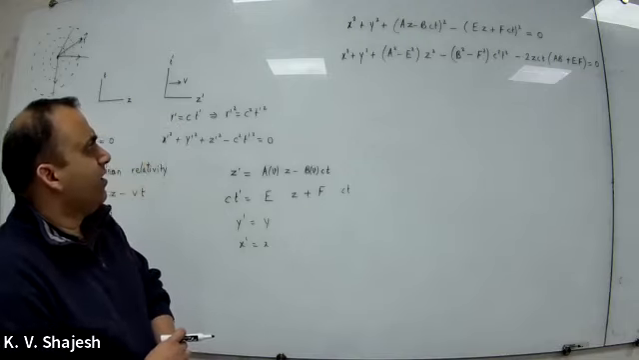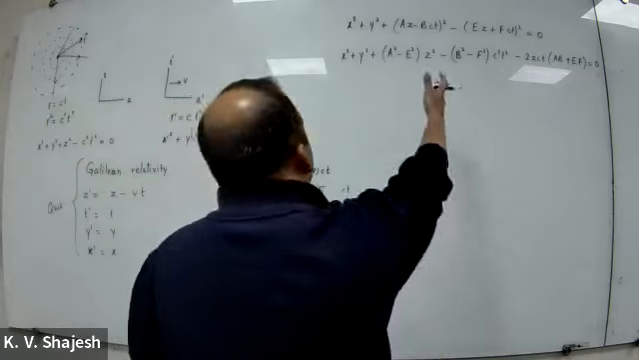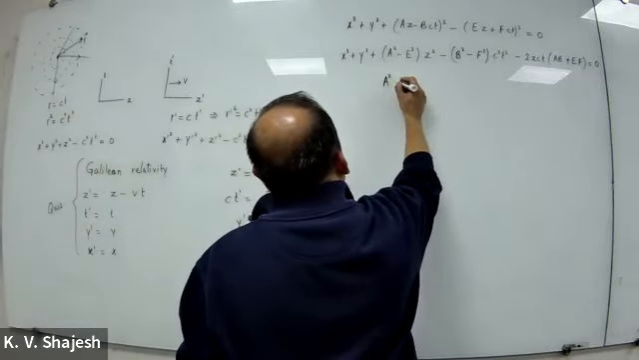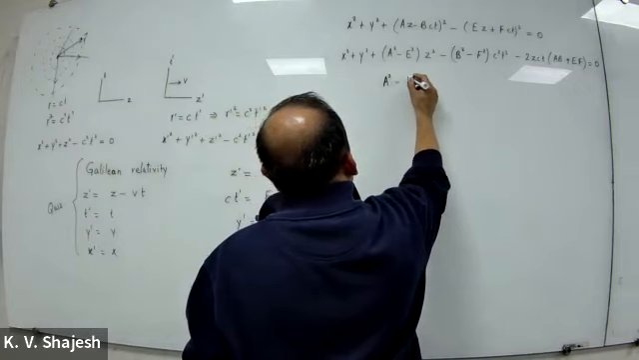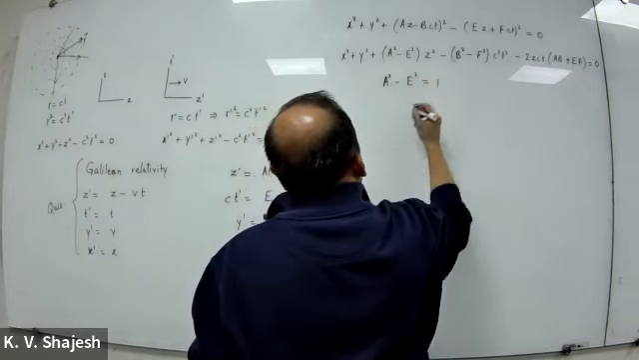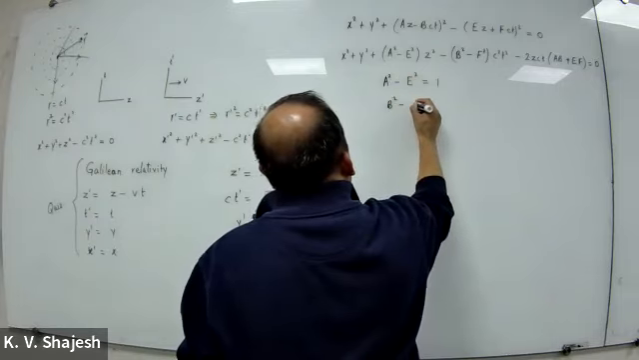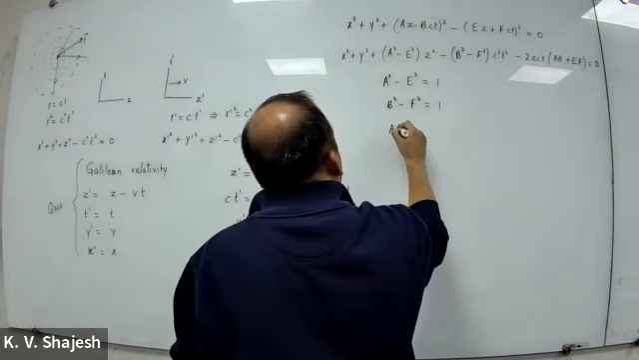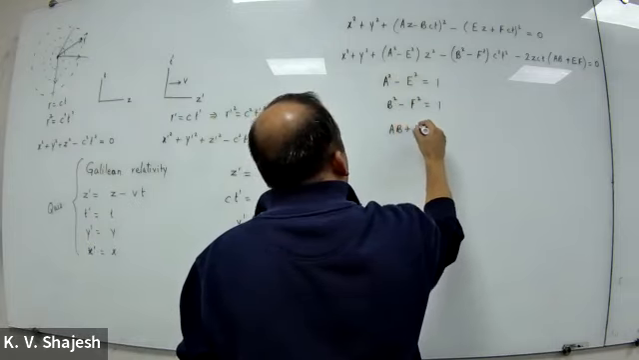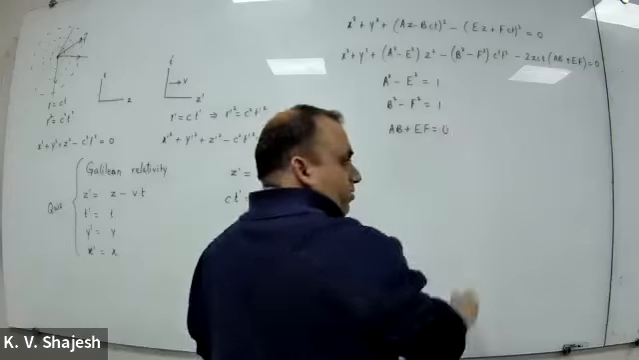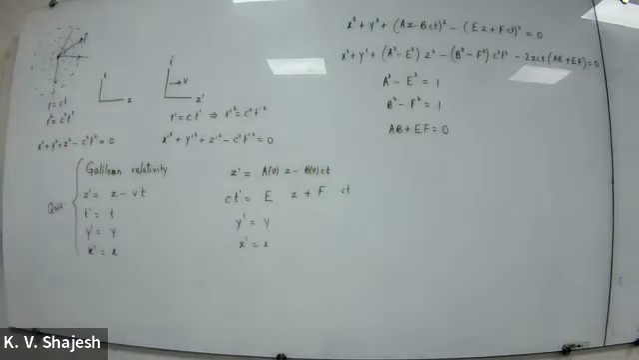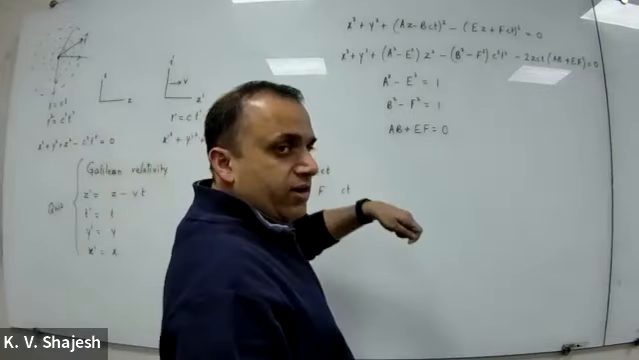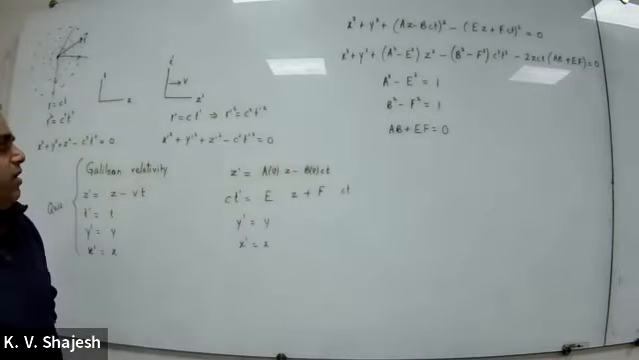Okay, so if this has to be the same as that, it's clear what should be the case. A squared minus E squared should be equal to 1. B squared minus F squared should be equal to 1, and AB plus EF should be equal to 0. That's 3 conditions. If this has to be the same, we now have conditions on A, B, E, F.